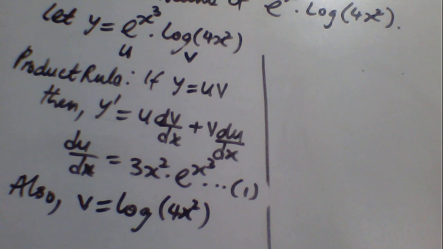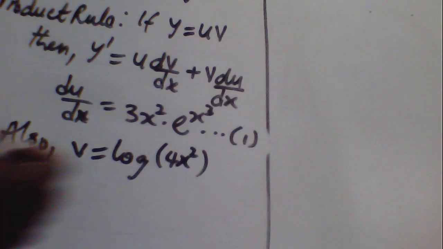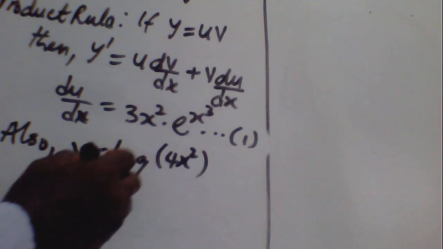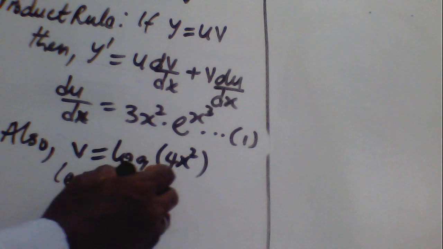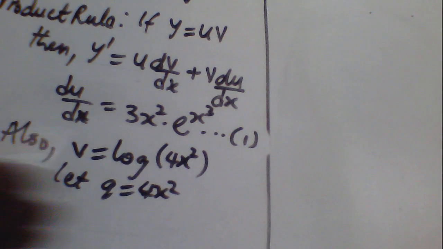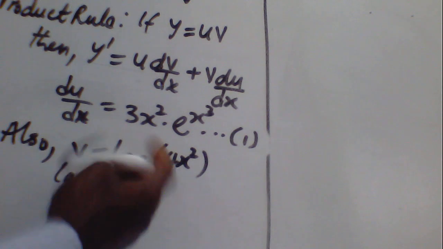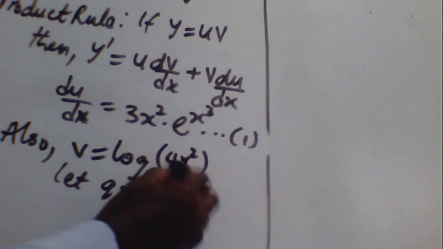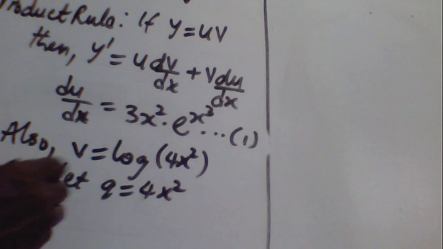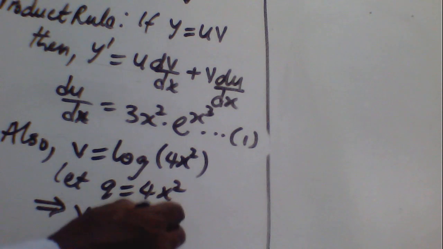Let us assign another internal variable, because this is a chain rule. Let q equal 4x squared. Q is equal to 4x squared. So this implies that v is equal to log q.